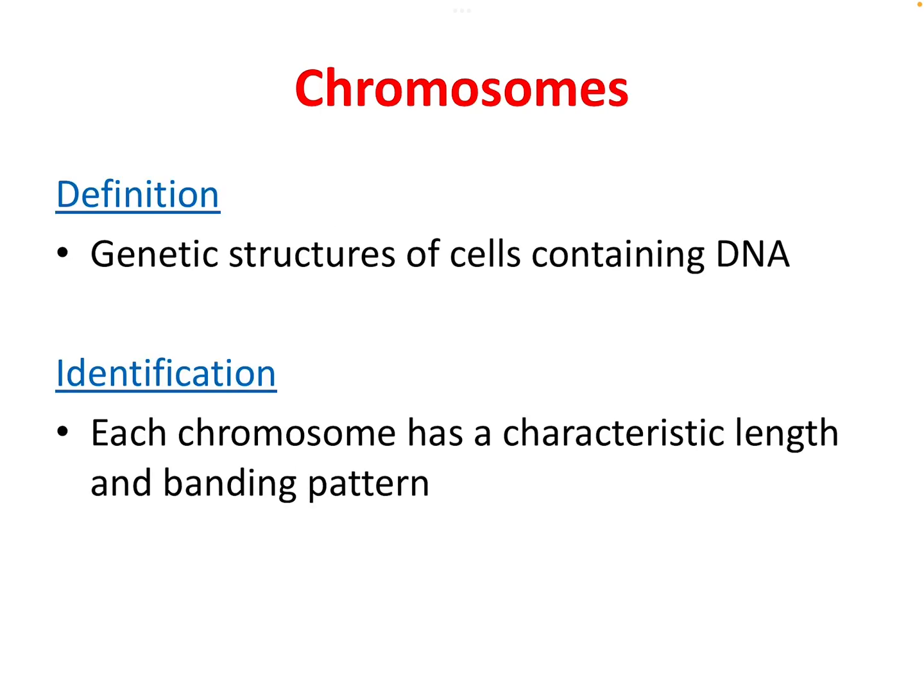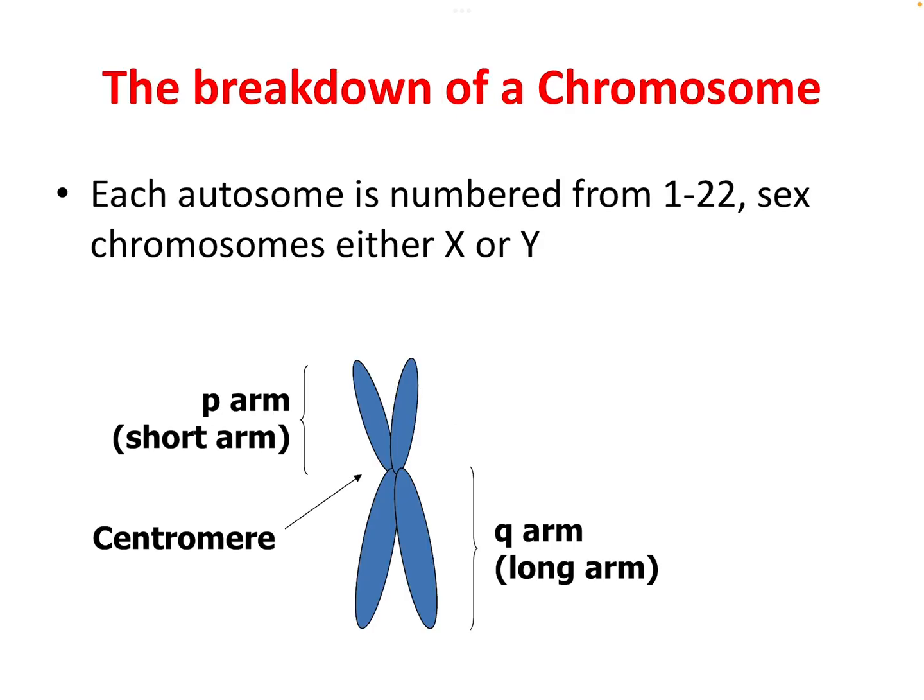So by definition, the chromosome is a genetic structure of cells containing the DNA. For identification of chromosomes, we have to note that each chromosome has a characteristic length and banding pattern. So each autosome is numbered from 1 to 22, and the sex chromosome can either be X or Y.